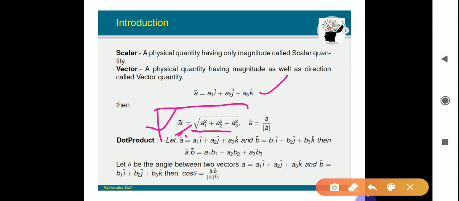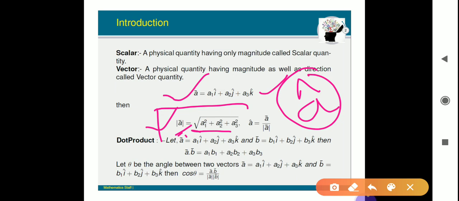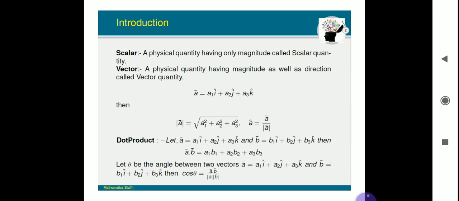After magnitude we have to find unit vector. Unit vector is most important for solving the problems on directional derivative. So how we find unit vector? Unit vector is denoted by a cap. If a bar is a given vector, then its unit vector is denoted by a cap, and a cap is equal to a bar upon magnitude of a bar. So this is the formula for how to find unit vector. So for unit vector we have to use this formula.